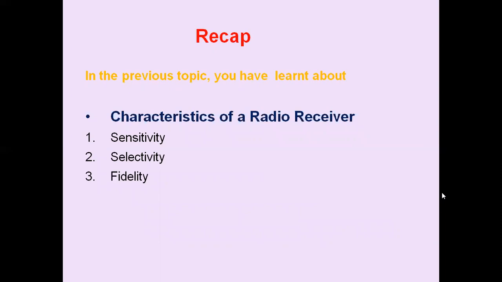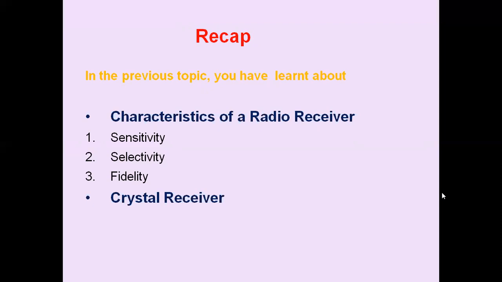Fidelity is also one of the important characteristics of the radio receiver. It is defined as how faithfully the frequency components are reproduced at the output of the receiver. So it is the ability of the radio receiver to reproduce all the frequency components present in the message signal faithfully, so that we get the message signal reproduced properly. And we also studied a crystal receiver in detail.